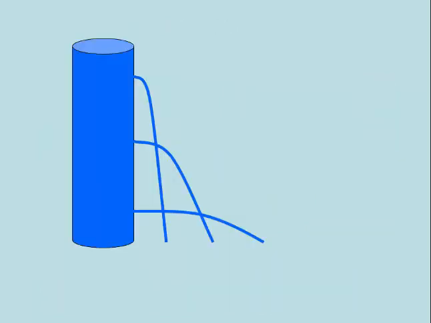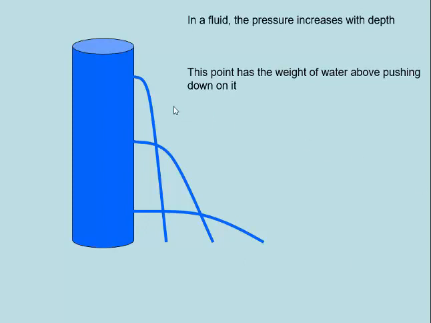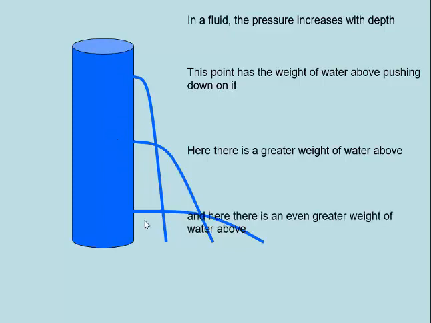Here we've got a container of water with 3 holes, one at the top, one in the middle, one at the bottom. And this shows that in a fluid the pressure increases with depth. This point has got the weight of all this water above it pushing down, whereas this point has a greater weight of water. It's got all this water pushing down on it. And here there's an even greater weight of water, the entire container of water pushing down on the water coming out of this hole. We'll see a video of a real one in a moment.